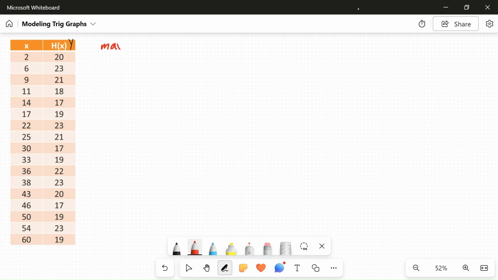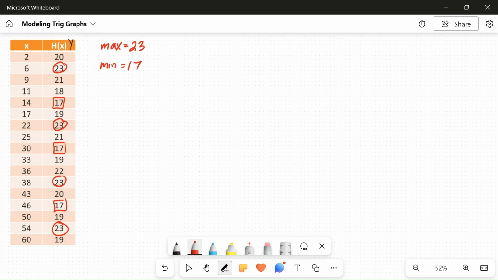Okay, so just looking at the values in the data, the y coordinates, we can see that our maximum is the 23s. It's the highest these values ever get. Okay, so our max is 23. Same way we can look at the minimums. The lowest it ever gets is 17. Okay, so our minimum is 17.